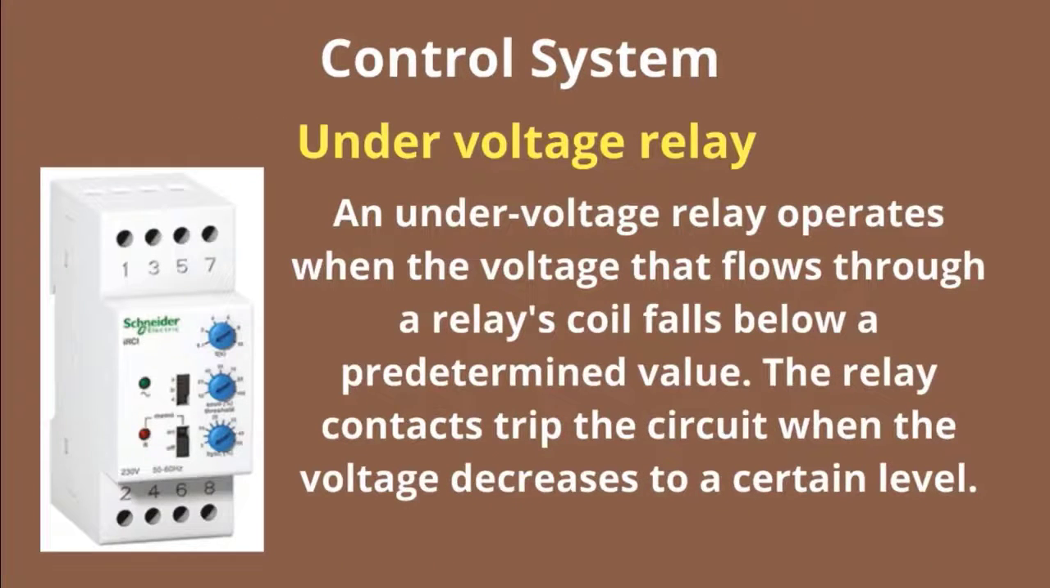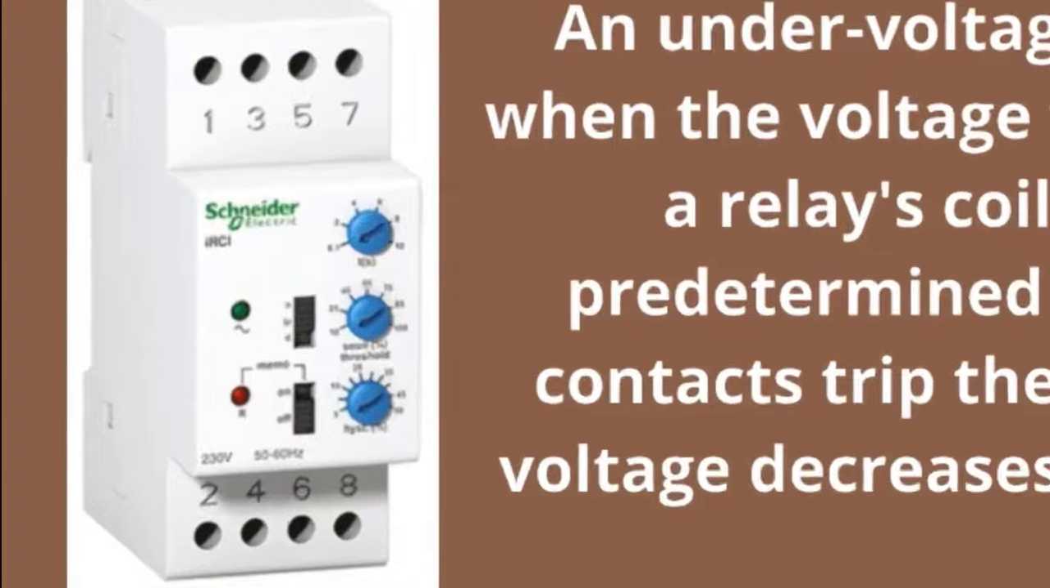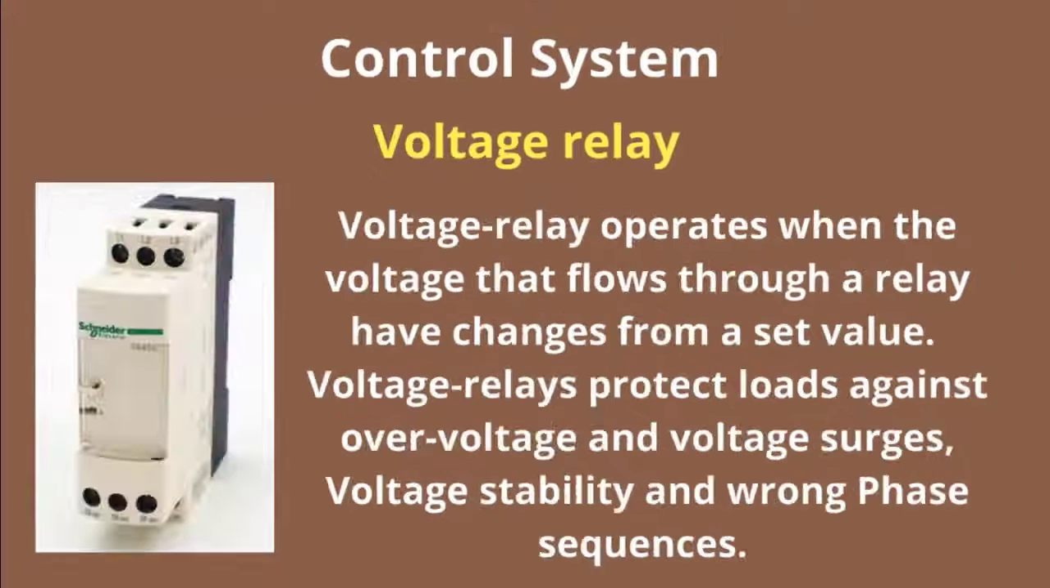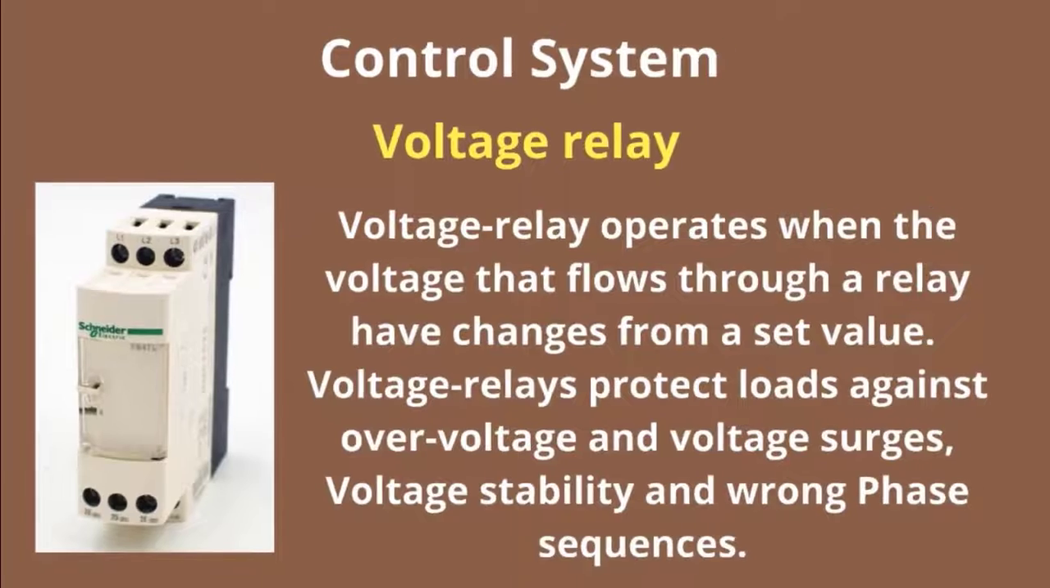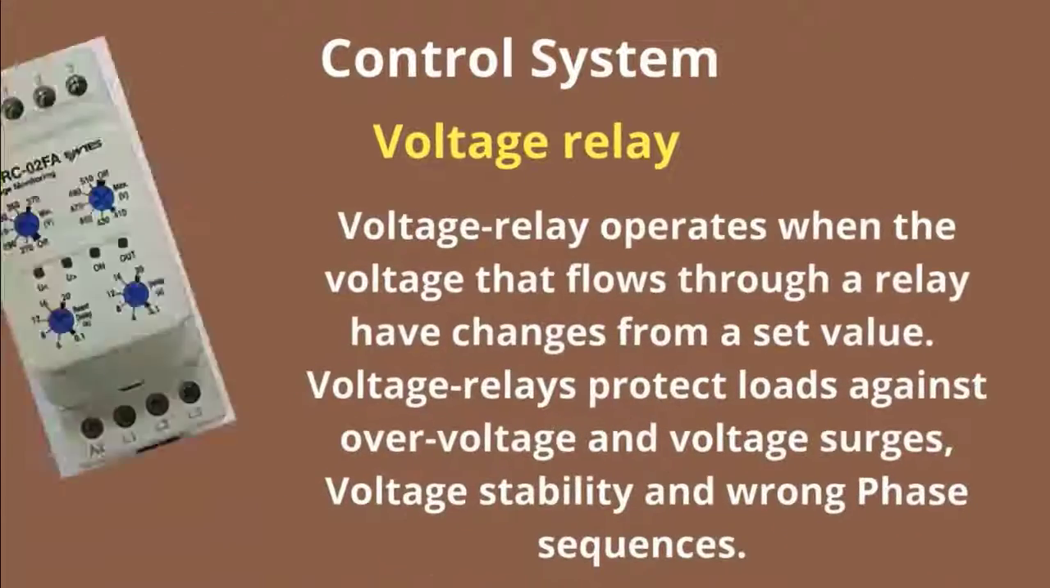Under-voltage relay. An under-voltage relay operates when the voltage that flows through a relay's coil falls below a predetermined value. The relay contacts trip the circuit when the voltage decreases to a certain level. Voltage relay. A voltage relay operates when the voltage that flows through a relay has changed from a set value. Voltage relays protect loads against overvoltage and voltage surges, voltage stability and wrong phase sequences.